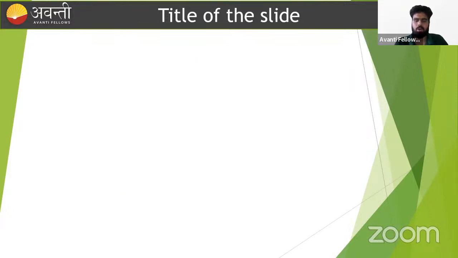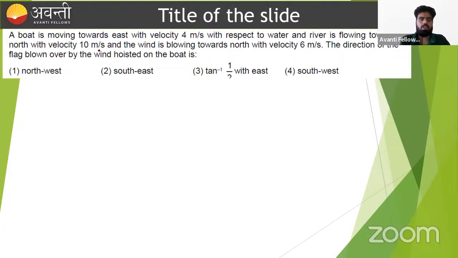Let's move on to the next problem. What is given? A boat is moving towards east at 4 meters per second.